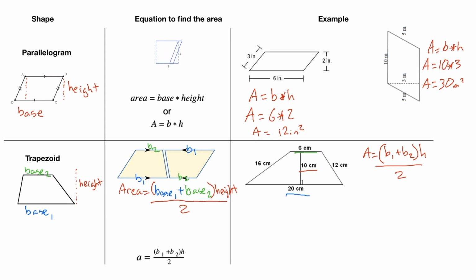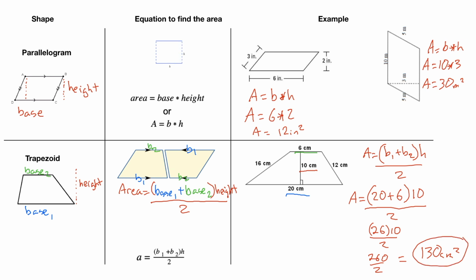I'm going to substitute in my values now. So area equals base 1 is 20 plus base 2 is 6. Put those in parentheses. We're going to multiply it by the height, which is 10, and then we'll divide the whole thing by 2. We always follow order of operations, which means we do parentheses first. So if we show all our work here, we'd have 26 times 10 divided by 2, or 260 divided by 2, which will ultimately equal 130 centimeters squared would be our area for that.